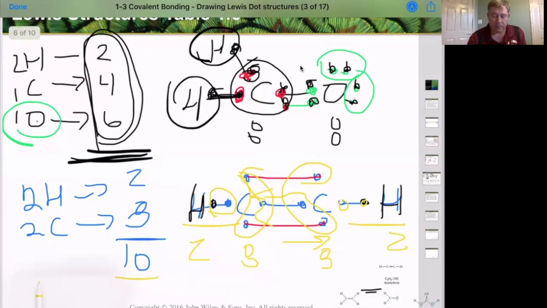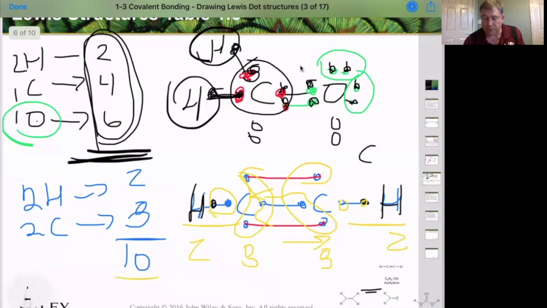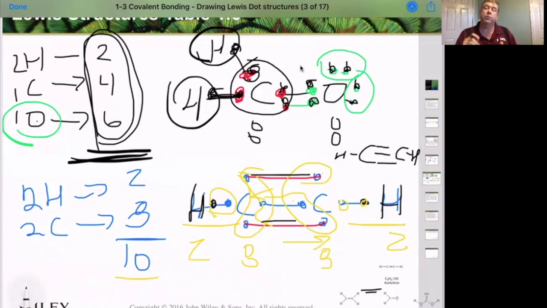How would we end up redrawing this to be the way it should be? So we have a carbon with a single bond bonded to a hydrogen, and then we have one bond here and one bond here. So that means we have 3 bonds between one carbon and the next carbon, giving us our net Lewis dot structure, okay?